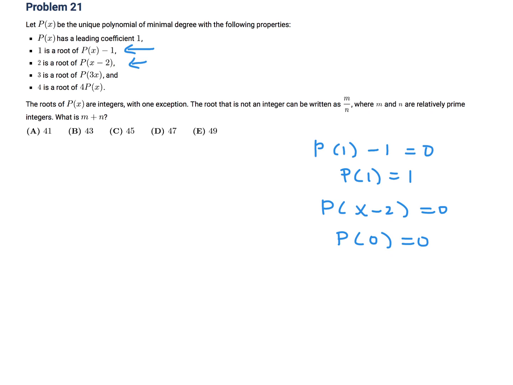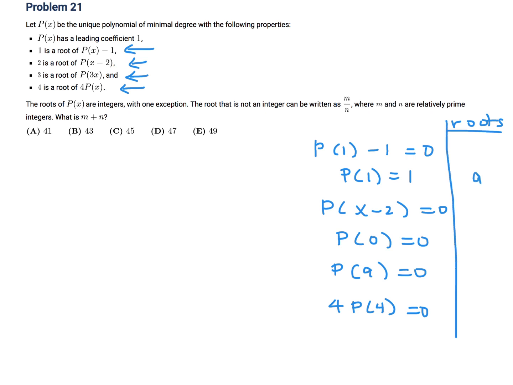Okay, the next one would be p(3x), so p(9) would be 0. And then the last one, 4 times p(4) would be 0. Let me just see if I did that right. I believe so. So our roots, well, this one I don't know, we'll just call it A. That correlates to that. This one, the root is 0. This one, the root is 9. And this one, the root is 4, correct?